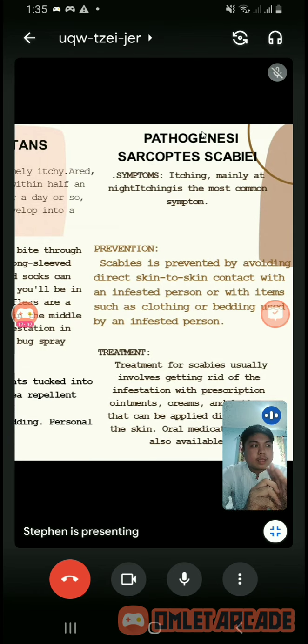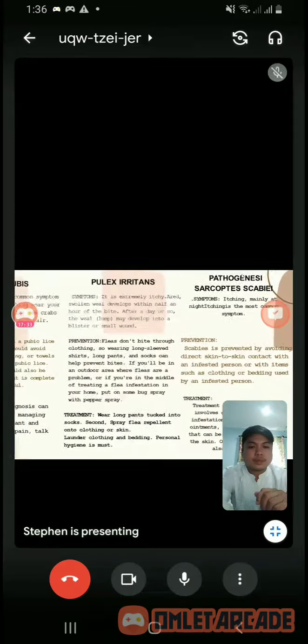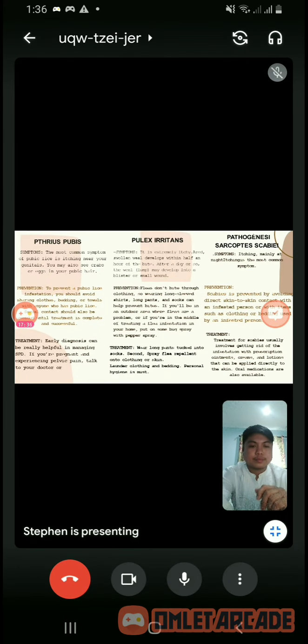So, the treatment for scabies usually involves getting rid of the infestation with prescription ointments. Creams and lotion can be applied directly to the skin. Also, oral medications are also available. So, sinasabi dito, personal hygiene pa din. Kung halimbawa may galis ka na, scabies, mas maganda lang na lagyan mo lang ng mga prescribed na gamot para mas lalong mapadali yung paghilom ng sugat. Okay, re-review natin. So, next.